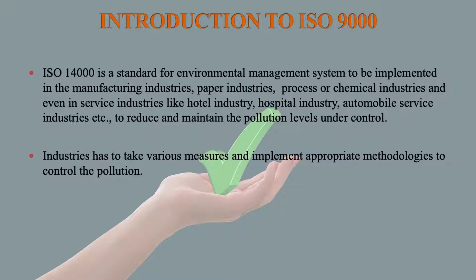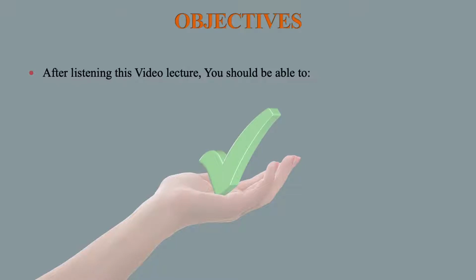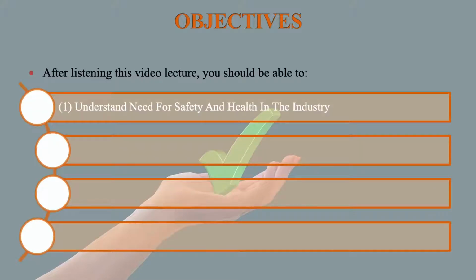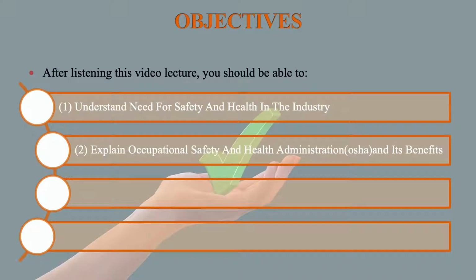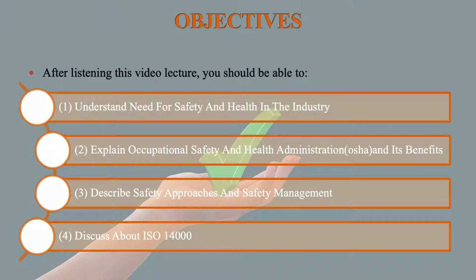to control the pollution. Objectives. Learners, after listening to this video lecture, you should be able to understand the need for safety and health in the industry. Explain Occupational Safety and Health Administration, OSHA, and its benefits. Describe safety approaches and safety management. Discuss ISO 14000 implementation.